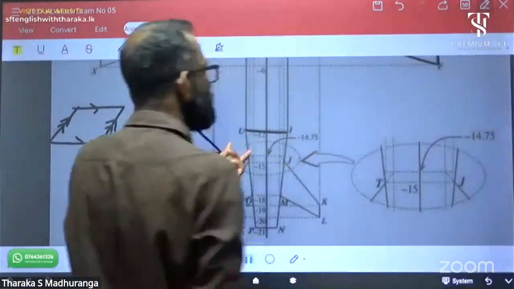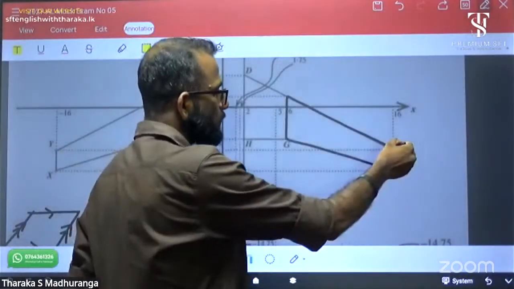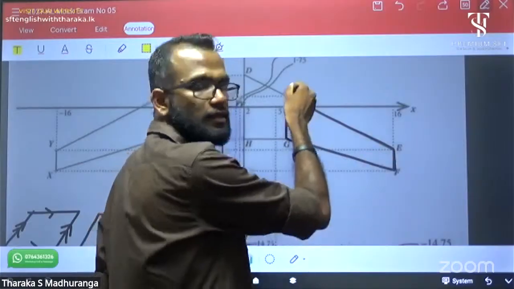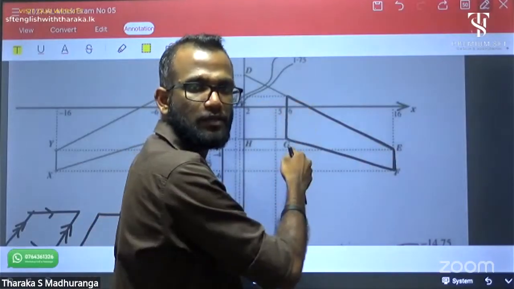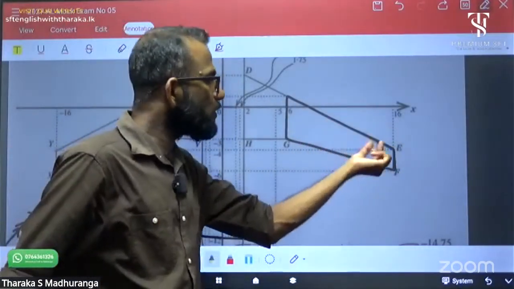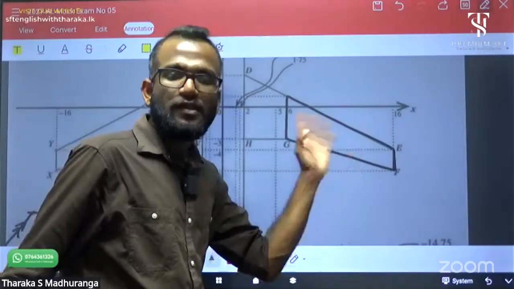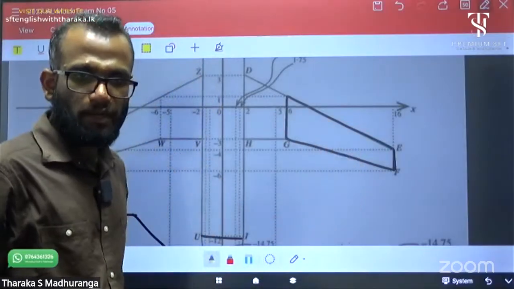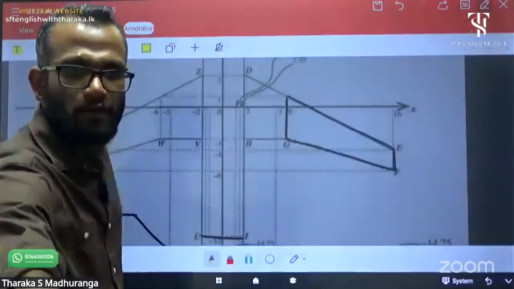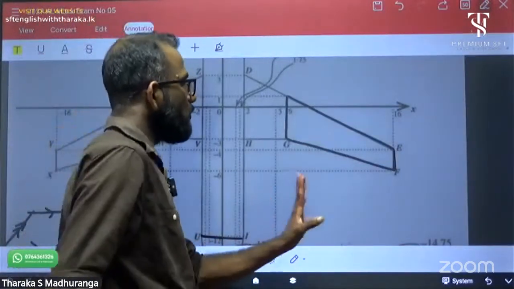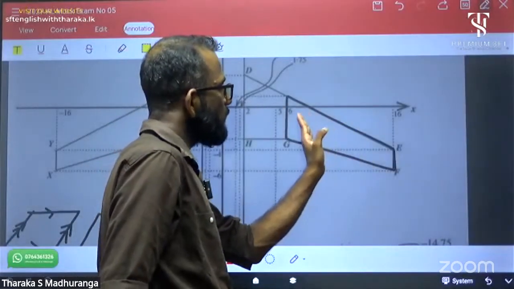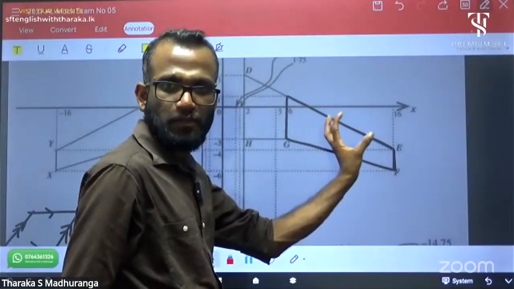Okay, now you can see EF is parallel to this side, right? Then the other two, no worry. No need to think about other sides. It's a trapezium, right? Now, first you can get the area of this trapezium, this part.